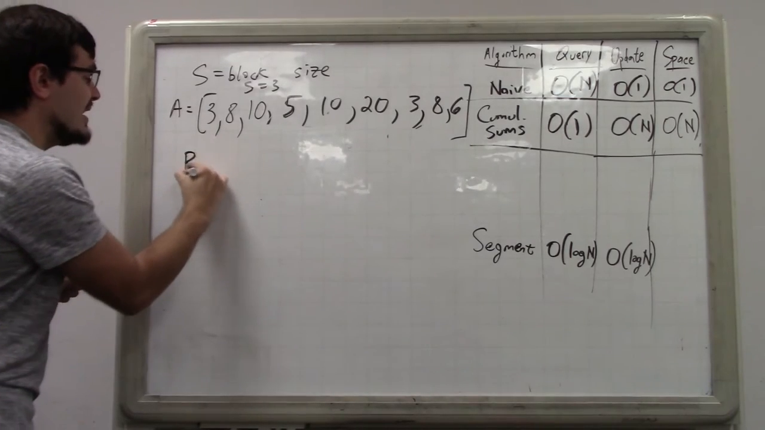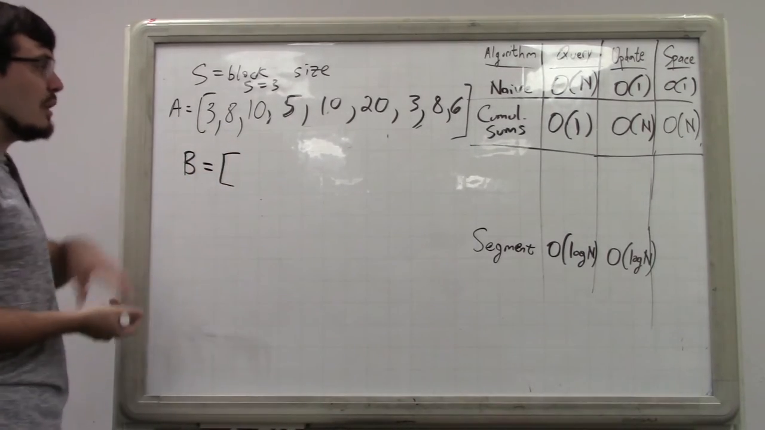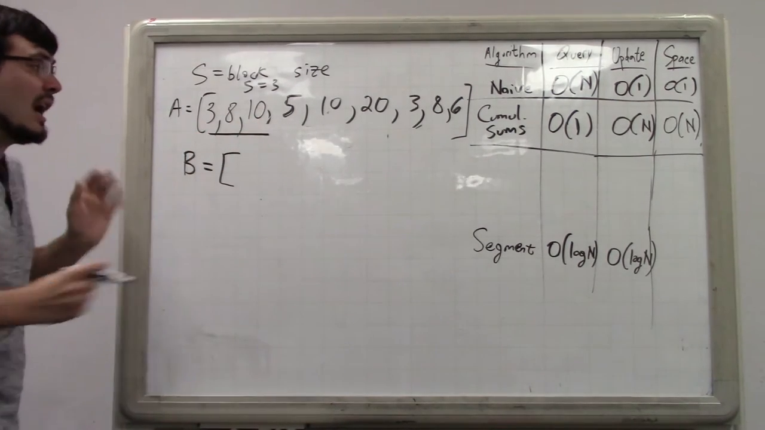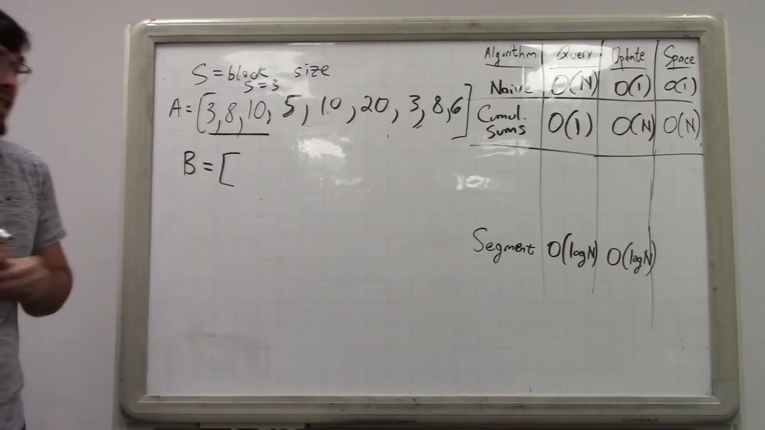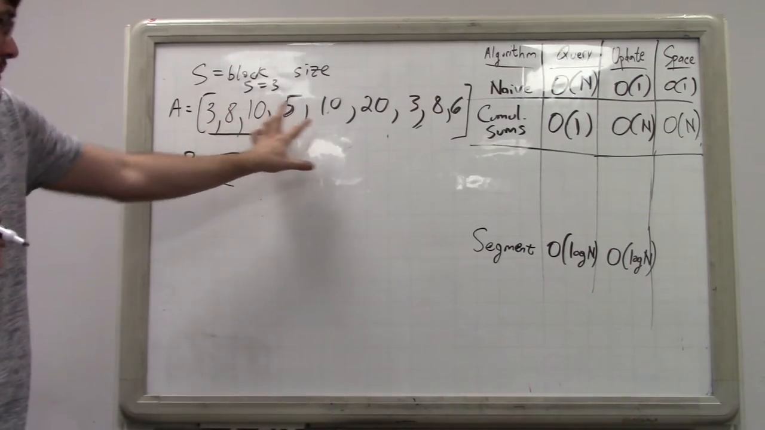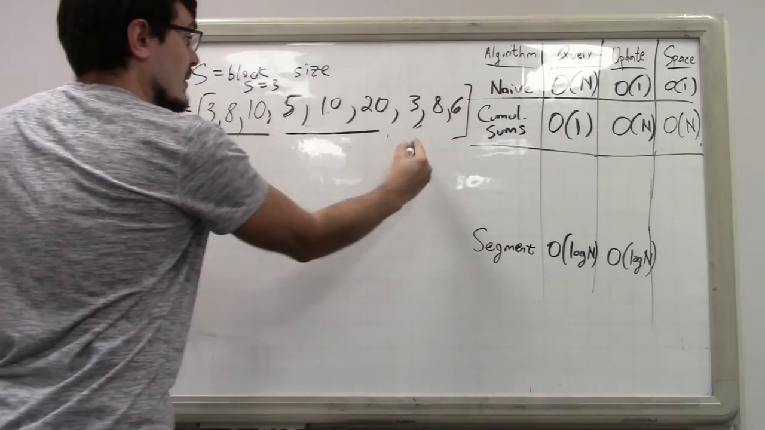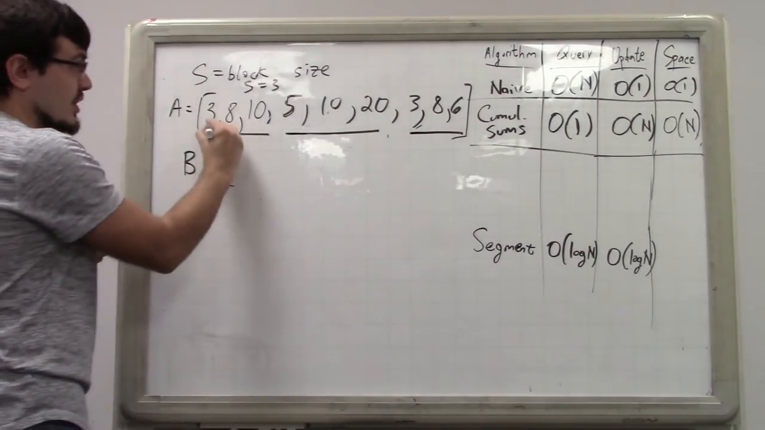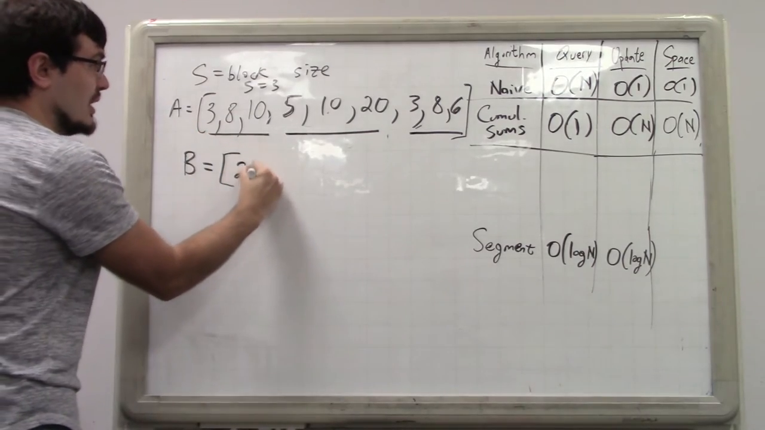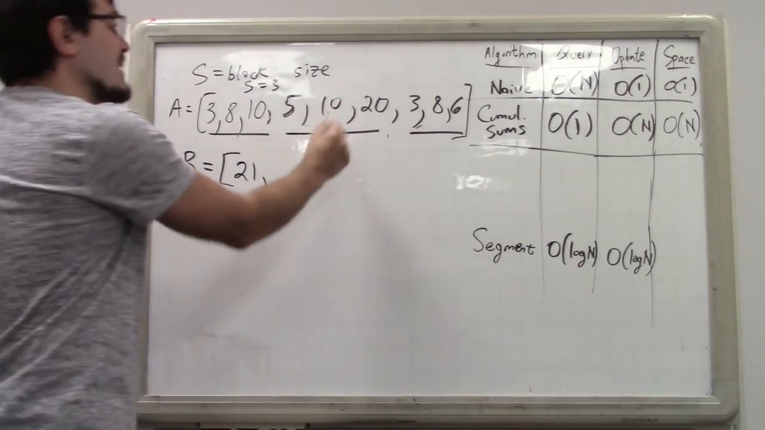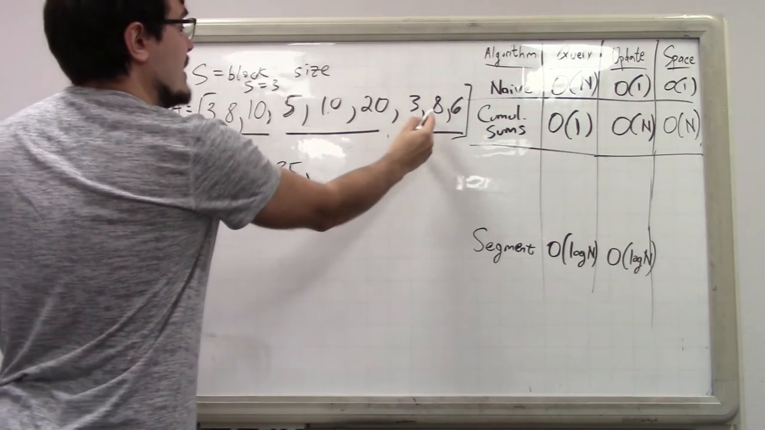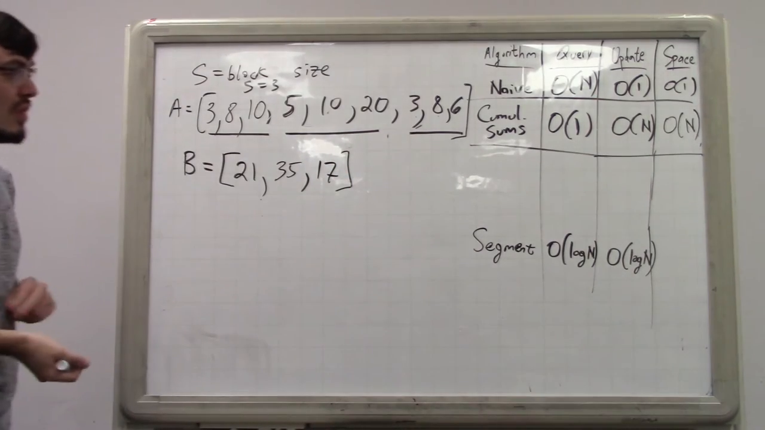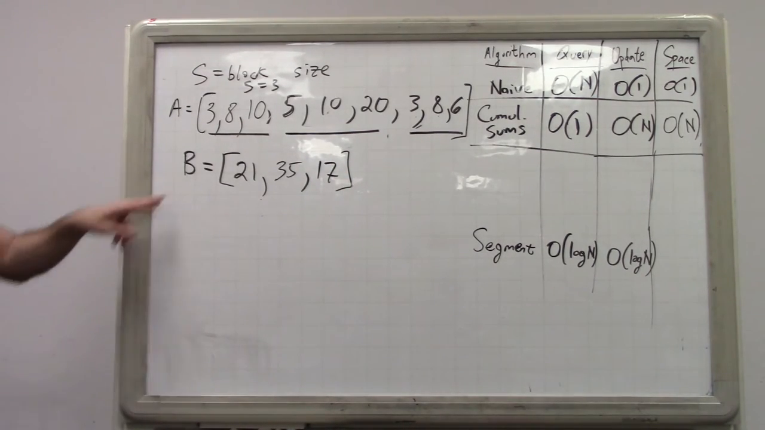That basically means I need to build a blocks array where I will take the sum of each segment of size 3, and I will store their sum in this blocks array. So 3 plus 8 plus 10, 21. 5 plus 10 plus 20, 35. And 3 plus 8 plus 6, 17. Okay, so now this is the blocks array.